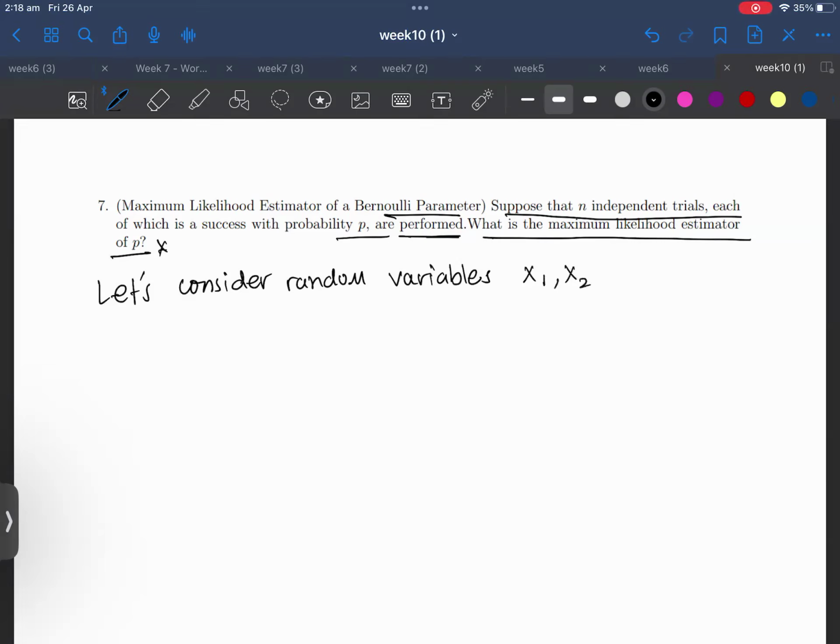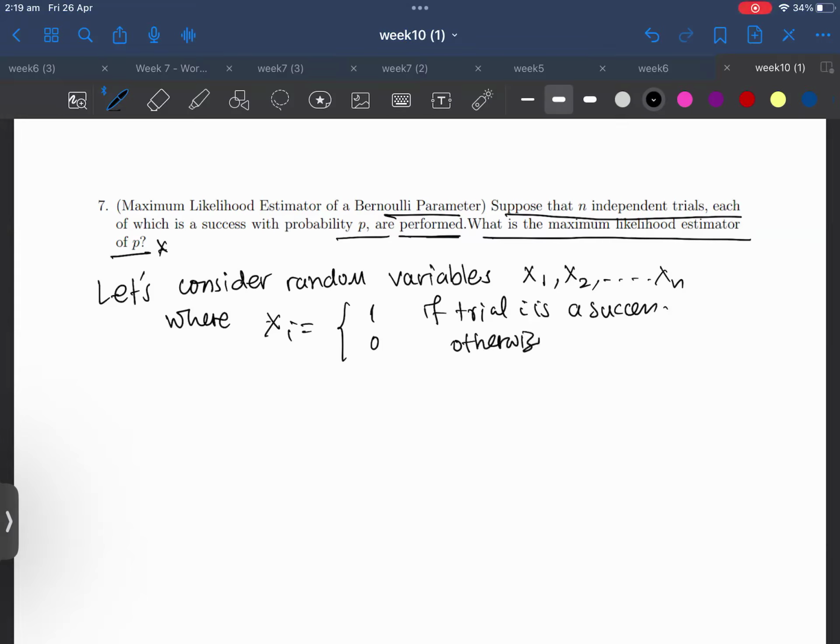x1, x2, and so on, where xi equal to 1 if trial i is a success, otherwise 0. So these are n independent trials. There are independent trials.